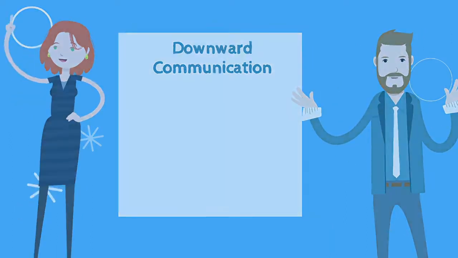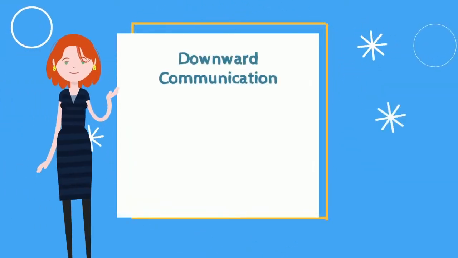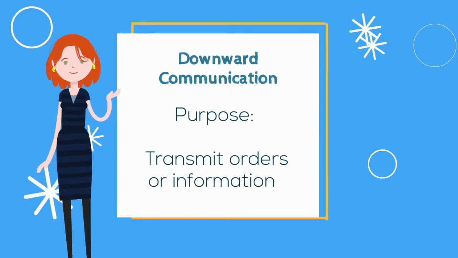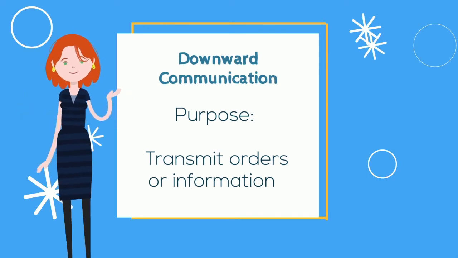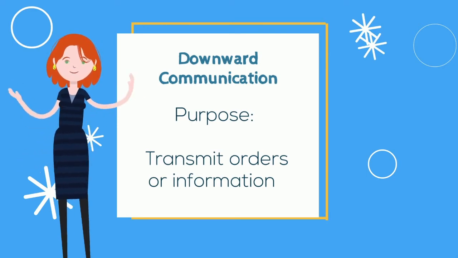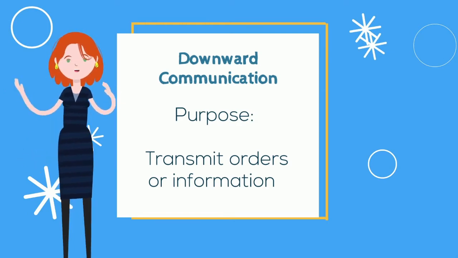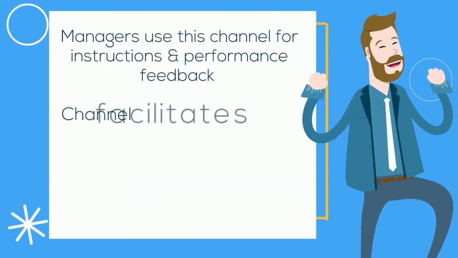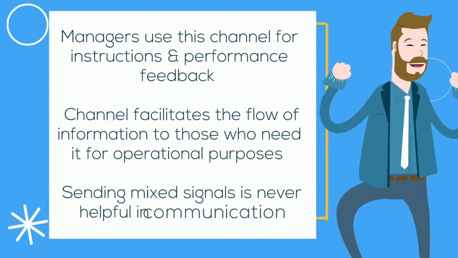The primary purpose is to give orders or information. This is usually done by the top authority, the CEO, to the lower authority, the employees. Managers use this channel for instruction and performance feedback. The channel helps flow information to those who need it for operational purposes.